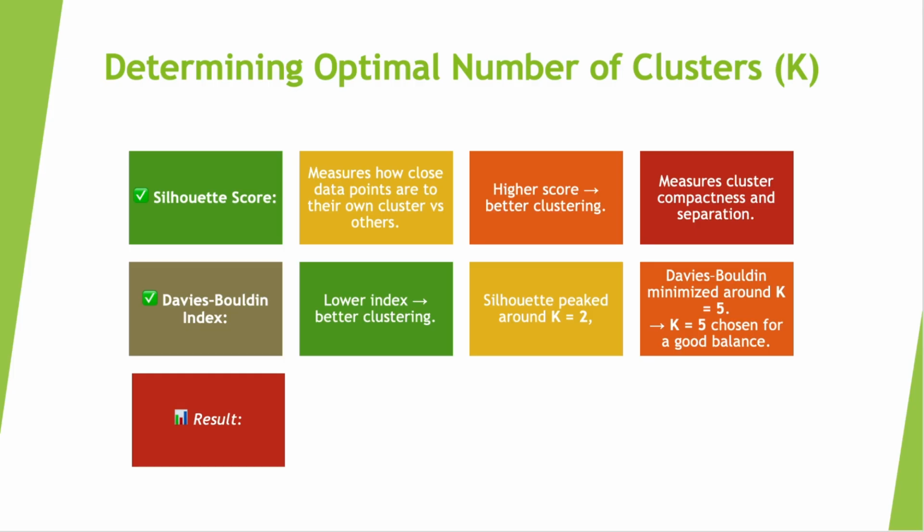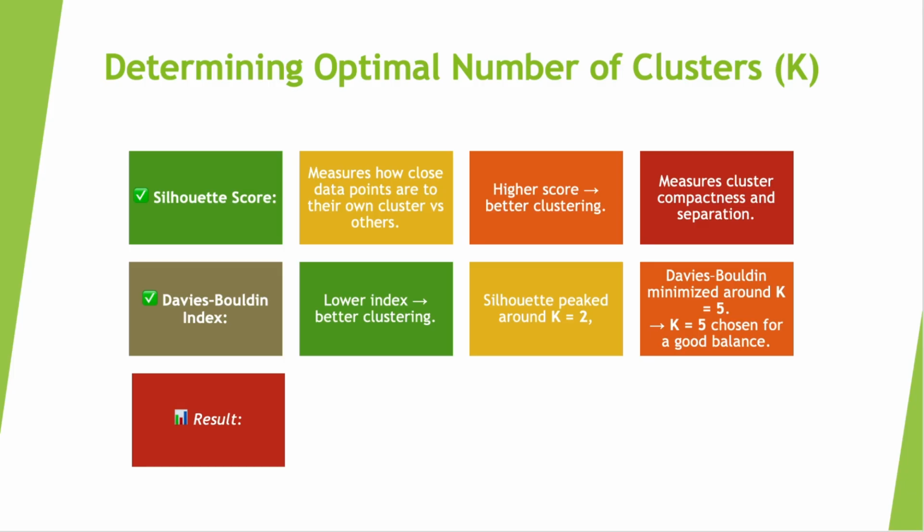Next, we had to answer how many groups should we make? Should it be 3 groups, 5 groups, or 10? To figure this out, we used two helpers. One, Silhouette score. This tells us if students feel they are in the right group. If the score is high, it means students are sitting with the right friends who are like them. And the second is Davies-Bouldin index. This tells us if groups are far apart and not mixed up. A low score is good. It means the groups are clear and separate.